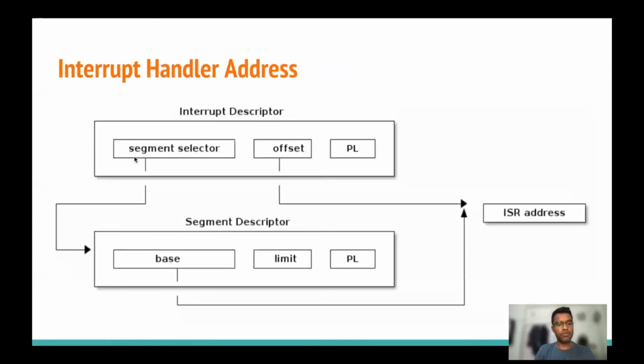So with the help of the segment selector, it looks into the global descriptor table and finds the segment descriptor. Segment descriptors contain the base address of the interrupt handler, and this offset tells where inside the segment our interrupt handler is actually located. So from that it can access that ISR address. ISR stands for interrupt service routine or interrupt handler.